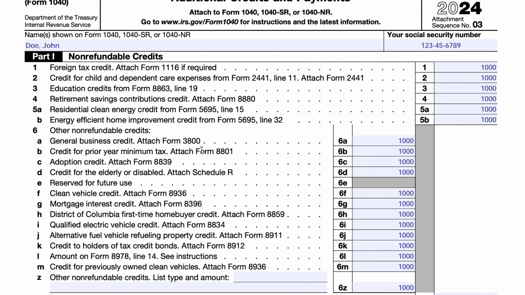Credit for prior year minimum tax, that's calculated on IRS Form 8801. That would go into line 6B.